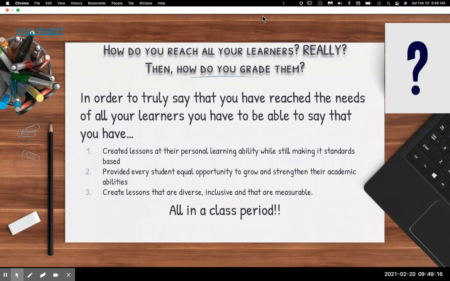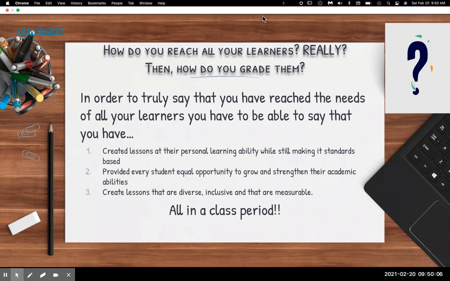So I started to investigate and research, and I came up with some easy ways to do this. First thing I did was I created lessons at their personal learning ability. I teach seventh and eighth, so if they're operating at a fifth grade level, I look at the learning progression standard. If I'm looking at a seventh grade standard, I find where that standard would relate to a fifth grade math ability and then work them up. So they're still working on a seventh grade standard, but at a fifth grade level. You have to tweak your standards and unpack them a little more precisely. It takes a little bit of time, but once you get the hang of it, you'll just look at it and go, oh yeah, I got this. And sometimes they're almost the exact same.